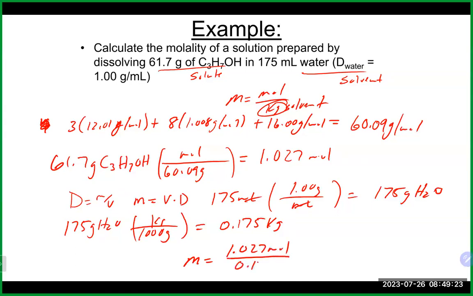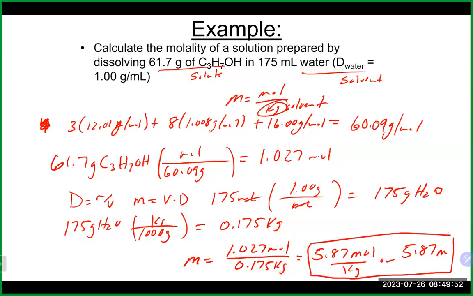Now to get our molality, we're going to take our moles divided by our kilograms of solvent, and that will get us 5.87. You can leave this as moles per kilogram, or you can do 5.87 and little m as well, however you want to leave it.